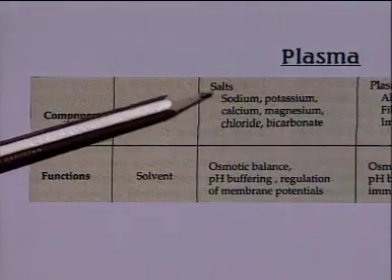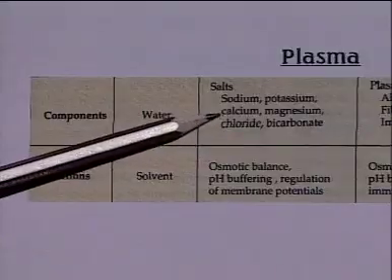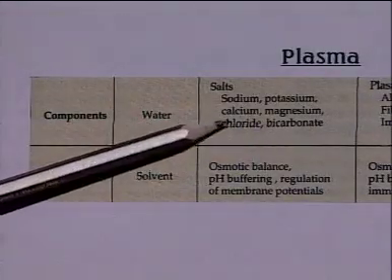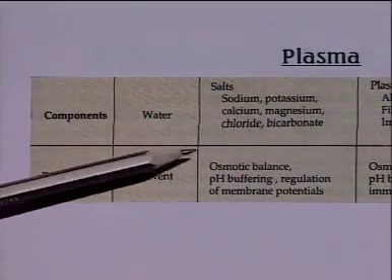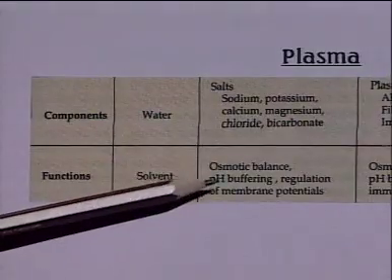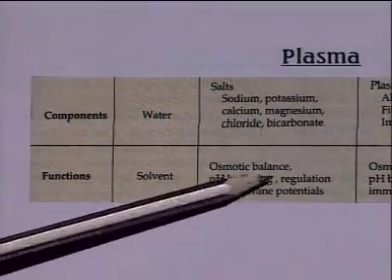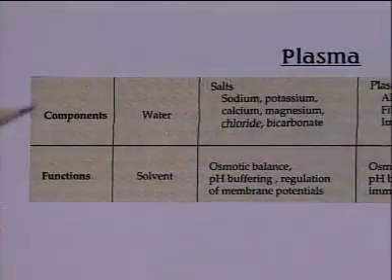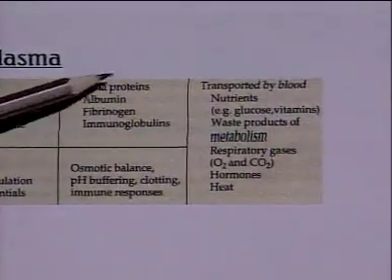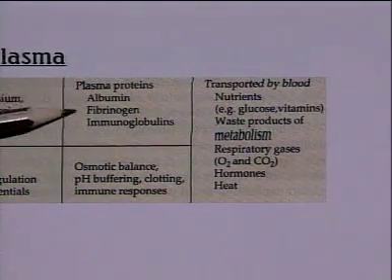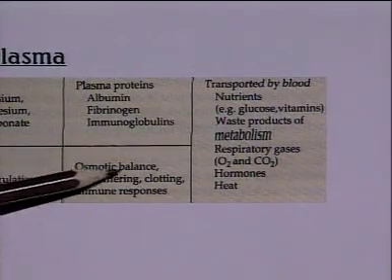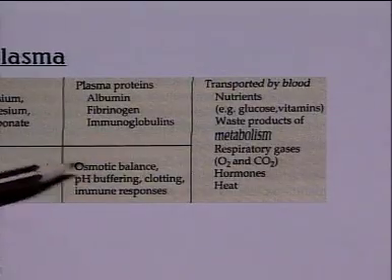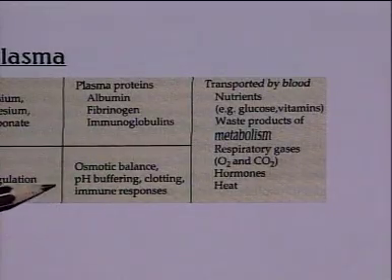Salts, which include sodium, potassium, calcium, magnesium, chloride, and bicarbonates. Their main function is to maintain the osmotic balance, pH buffering, and regulation of membrane potentials. Third main component is the plasma proteins, which are of three types: albumin, fibrinogen, and immunoglobulins. Their function is to maintain the osmotic balance as well as for pH buffering, clotting, and immune responses.